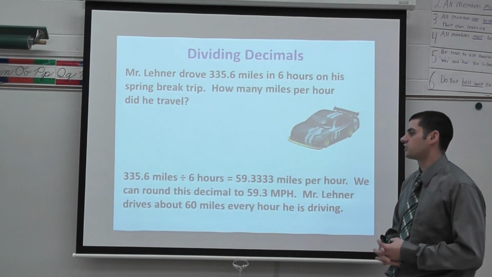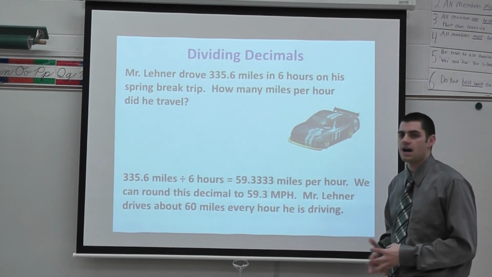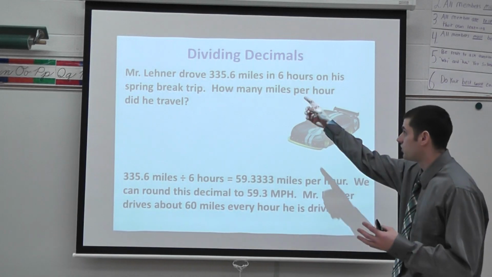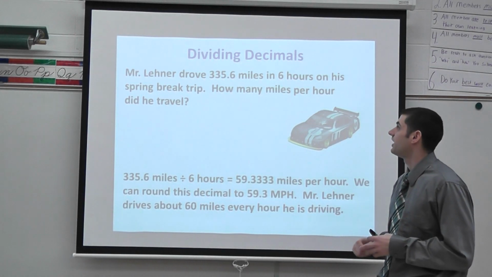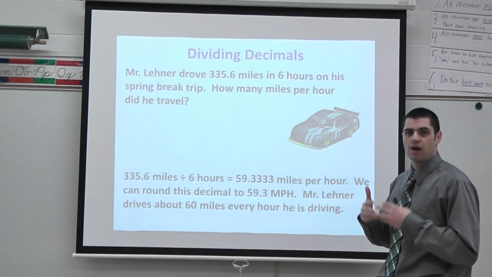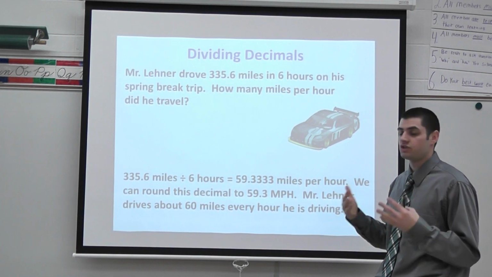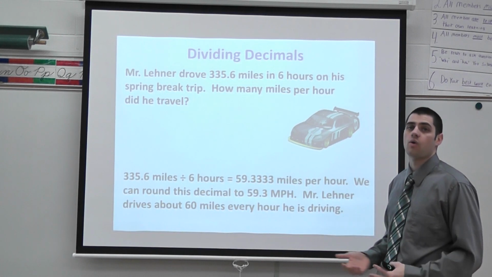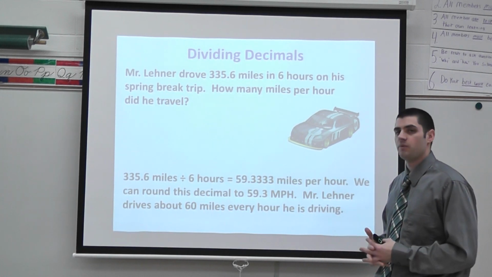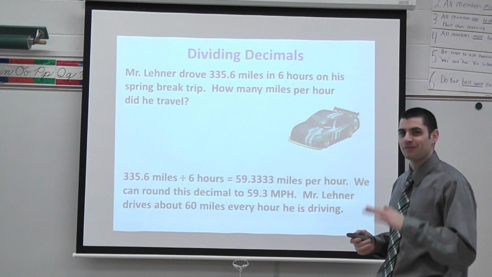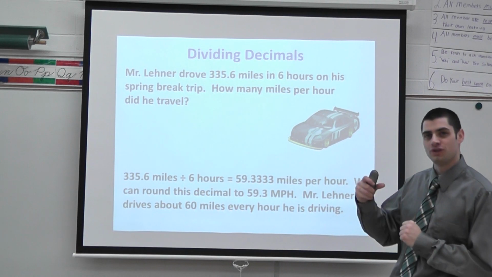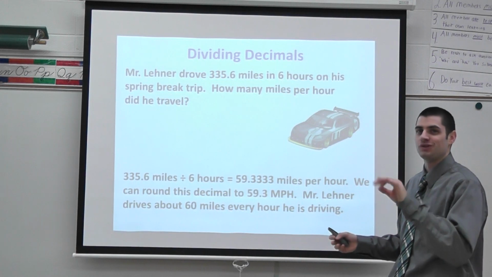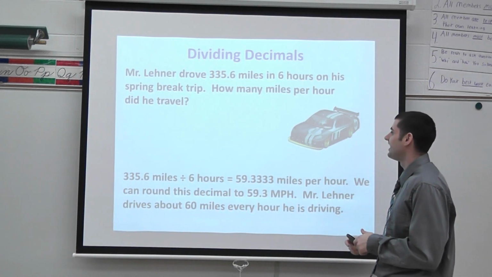So what can I say about this? I could say that Mr. Lehner drives about 60 miles every hour that he is driving on his trip. I drove 335.6 miles in 6 hours. I was finding out how far I could drive in each hour. It's going to be about 60 miles in each hour. And again, we can talk about rate. That's a different question. You can figure out how a change in speed can affect how many miles you can go in an hour, but that's a different lesson for a different day.